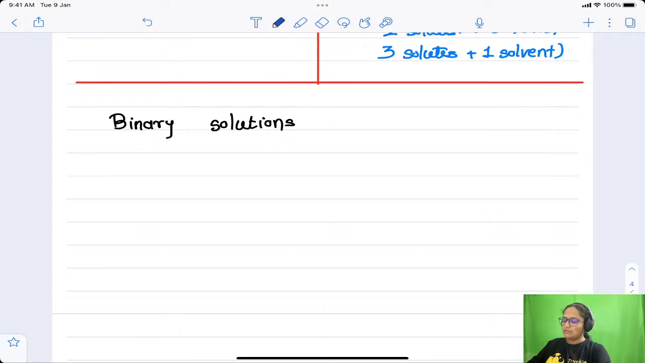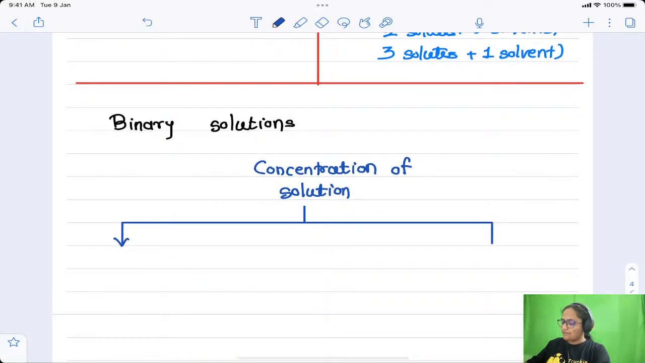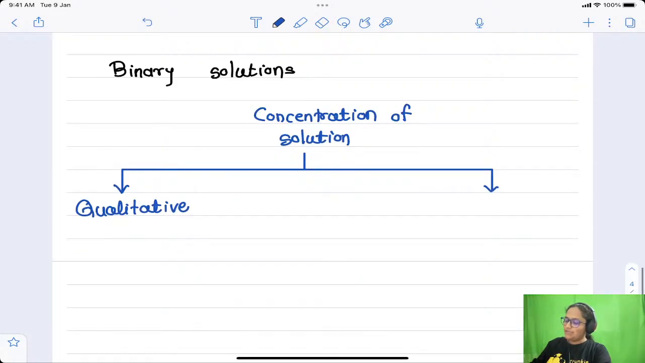This number of particles is nothing but the concentration of the solution, right? So concentration means how many solute or solvent particles are present in the solution. That is concentration. So the concentration of a solution can be expressed in two different ways. The first way is called the qualitative method, and the second way is the quantitative method: qualitative and quantitative.